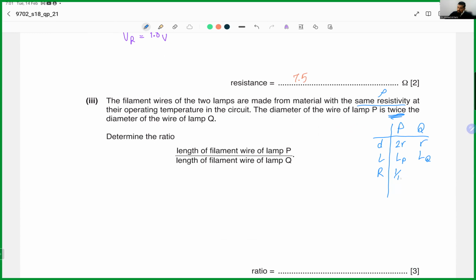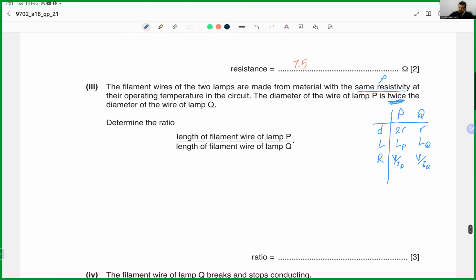One over the current of P, and here one over the current of Q, because they have the same voltage, which is 2.7. Now they ask about the ratio. Now we know the formula, the resistance equals rho L over A. Since they have the same resistivity, that means it would be RA over L. That means it would be a constant value.